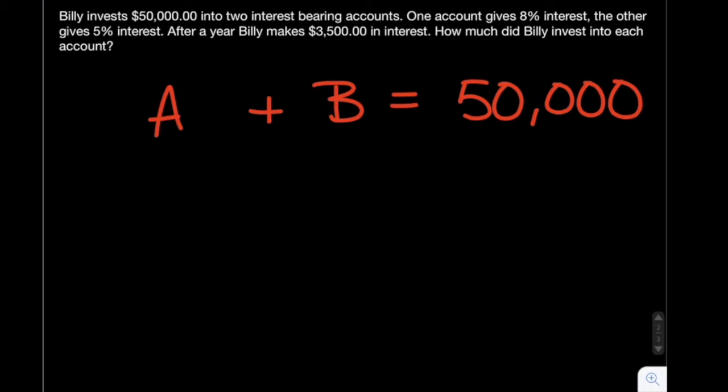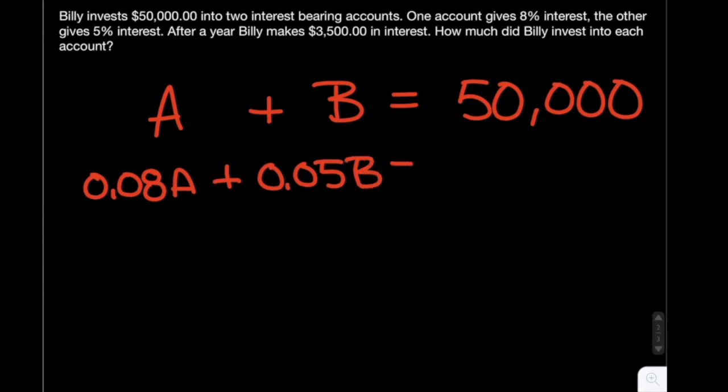Now let's make up a rate equation. Arbitrarily, I'll say that the A account gives 8% interest. So 0.08A plus 0.05B is going to equal the rate applied to $50,000, which is $3,500.